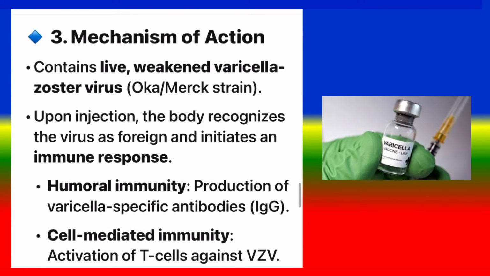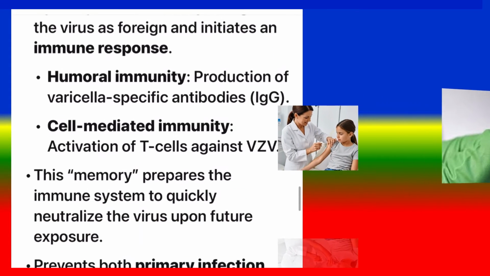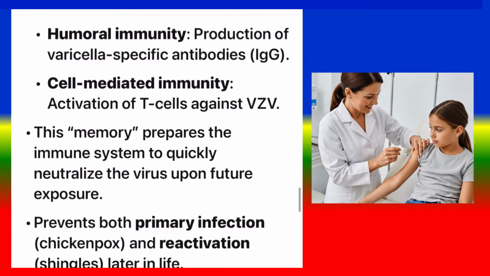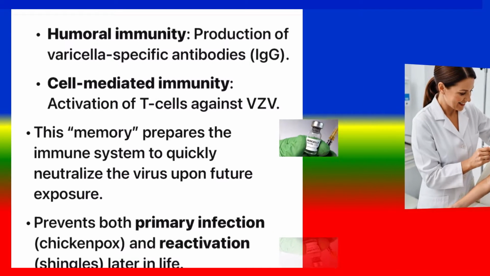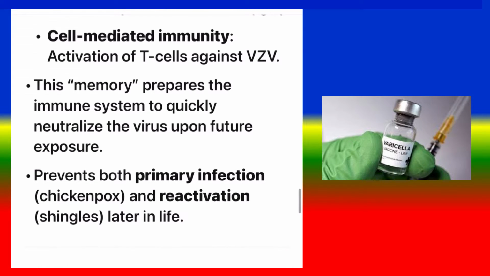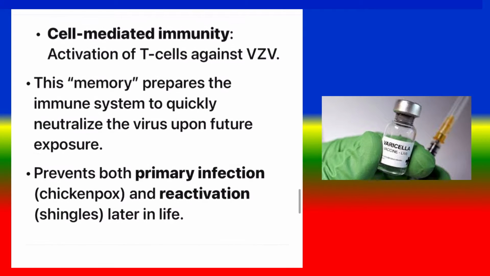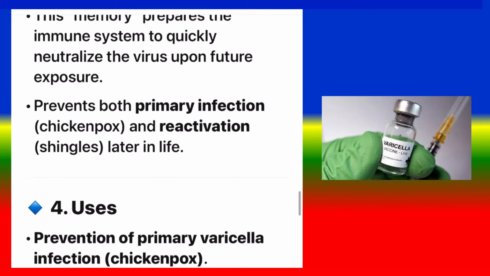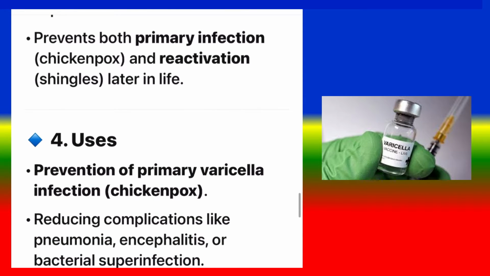3. Mechanism of action. Contains live weakened varicella-zoster virus, Oka-Merck strain. Upon injection, the body recognizes the virus as foreign and initiates an immune response. Humoral immunity: production of varicella-specific antibodies, IgG. Cell-mediated immunity: activation of T cells against VZV. This memory prepares the immune system to quickly neutralize the virus upon future exposure. Prevents both primary infection, chickenpox, and reactivation, shingles, later in life.